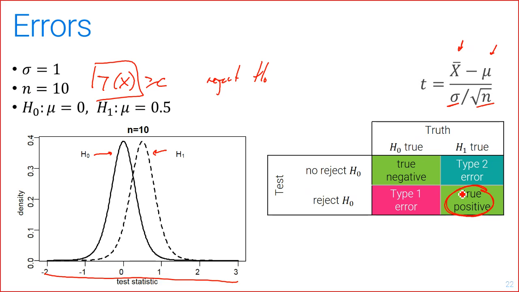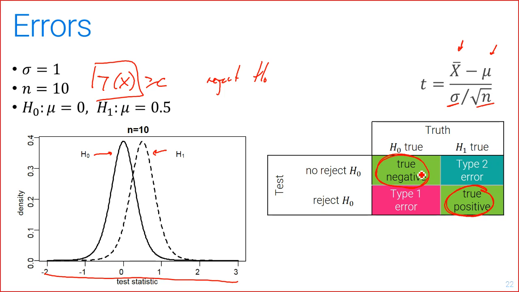We could also have a true negative. A true negative would mean we do not reject the null hypothesis. This is why it's a negative. And it turns out that in reality, the truth is the null hypothesis is true. And because we do not reject it, we are having a true negative. In this case, we were correctly not rejecting the null hypothesis.